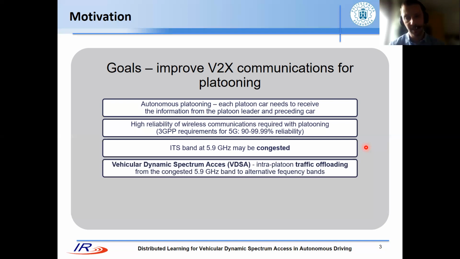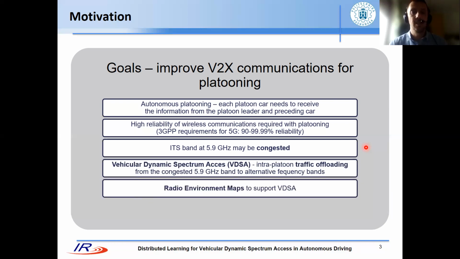That's why we need to look for other opportunities, and that's why we introduce here vehicular dynamic spectrum access, short VDSA, where we try to offload the intra-platoon messaging traffic from this ITS band to alternative frequency bands, so-called frequency white spaces, for example, the white spaces in the TV bands, so TV white spaces.